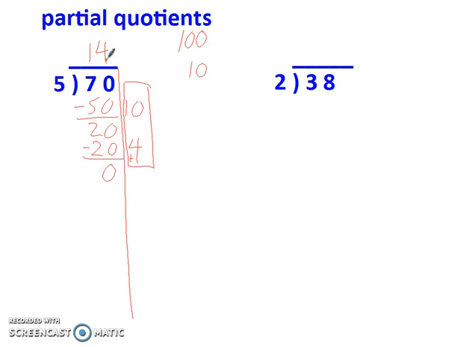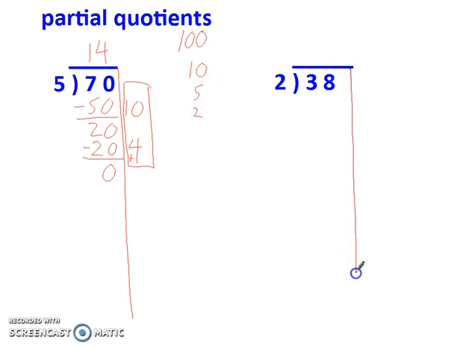The nice thing about partial quotients is you don't have to get exact numbers. As you go, you're going to add them up. So somebody may not know the exact number sometimes for a certain fact, but they know 10s, and they know 5s, and they know 2s.